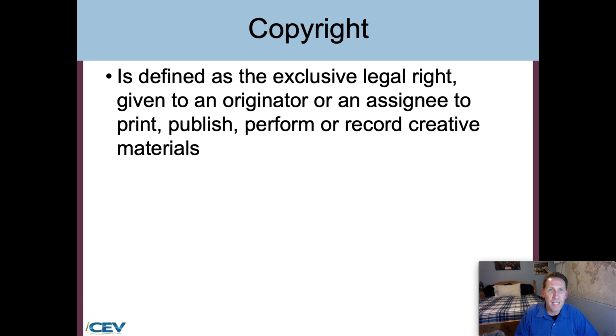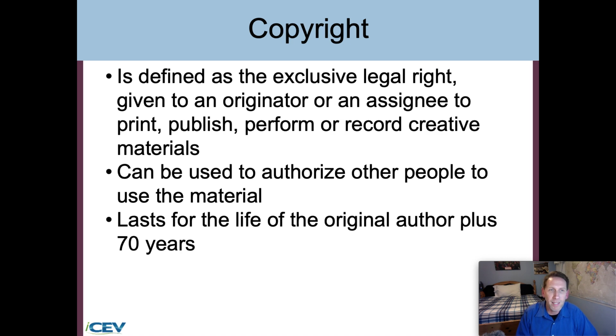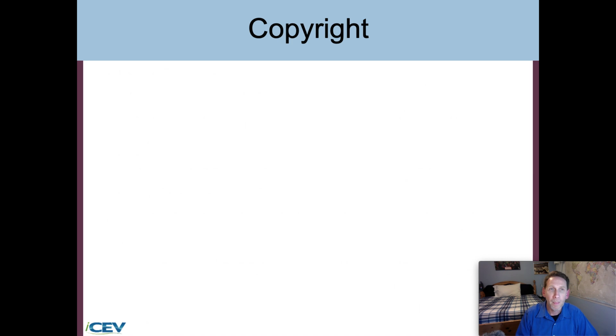Copyright is defined as the exclusive legal right given to an originator or an assignee to print, publish, perform, or record creative materials. It can be used to authorize other people to use the material. A copyright typically lasts for the life of the original author plus 70 years. But in cases of copyright work that is owned by a publisher or another third party, the protection lasts for 95 years from the original creation date.